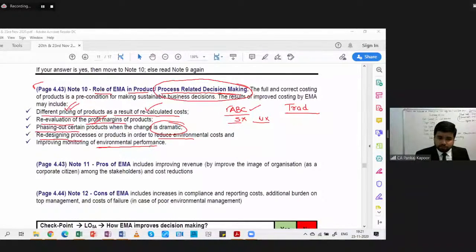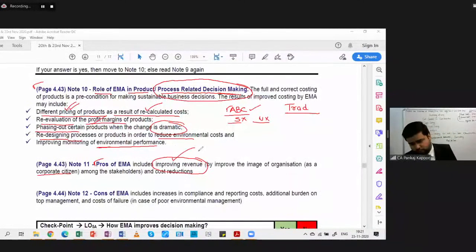Agreed, friends? Now moving further, the pros, the benefit of the EMA. There are two major benefits. Number one, it improves your revenue. How will it improve your revenue? Because you are going to enhance your image as a corporate citizen. Because you are enhancing your image as a corporate citizen, the people would love to buy the products from you. Okay, so this is one way.